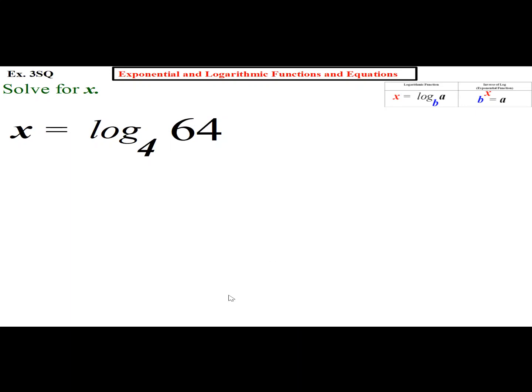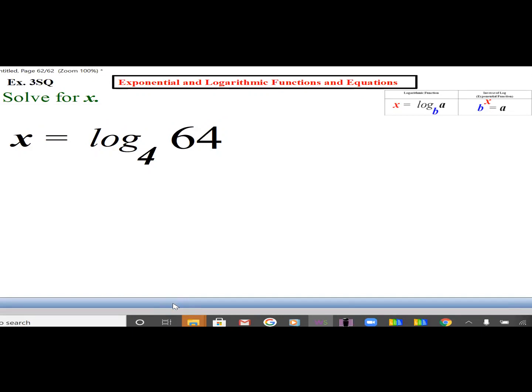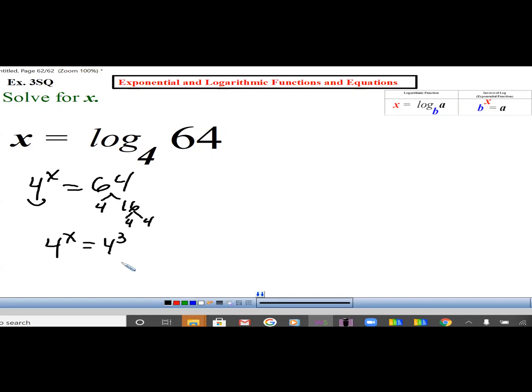So what's our base? Our base is 4. What's our exponent? X. And what is our given number? 64. Now, according to this, the base has to be what? 4. So 64 divided by 4 is 16. 16 divided by 4 is 4. So how many 4's do we see? 3. So that's 4 to the third, which is 4 to the x. So my equation should be what? X equals 3.